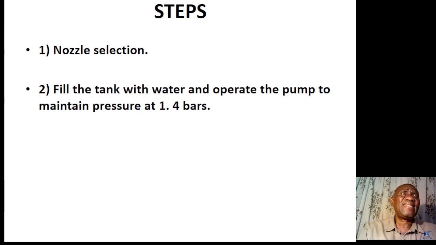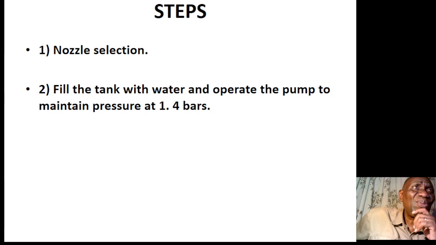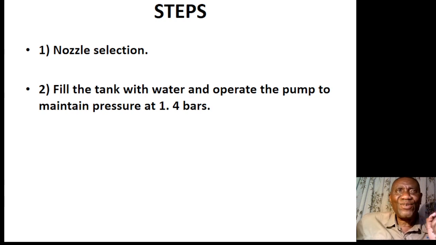Now, what are the steps, or what is the procedure? The first thing you need to do is the selection of nozzles. Select the correct nozzles for the job. If you are spraying herbicides, don't fit nozzles suitable for insecticides, or vice versa. You can fill the tank with water and operate the pump to maintain a pressure of 1 to 4 bars.